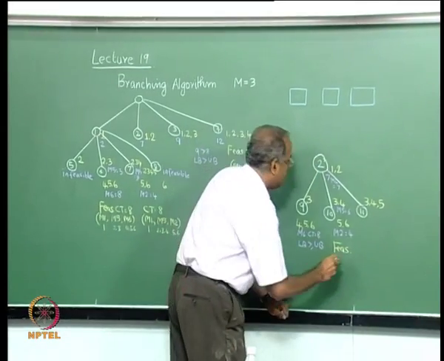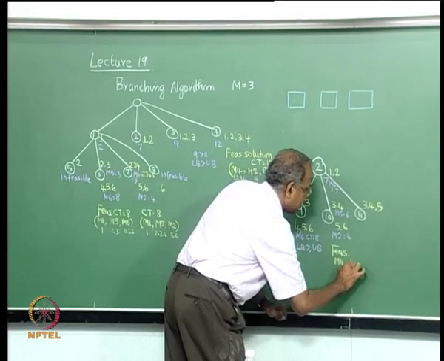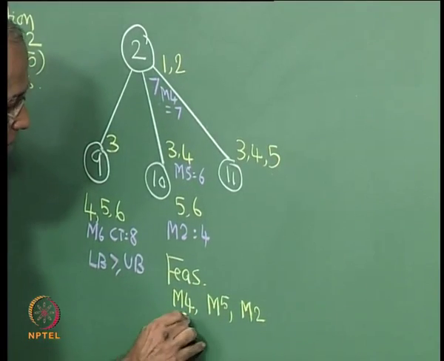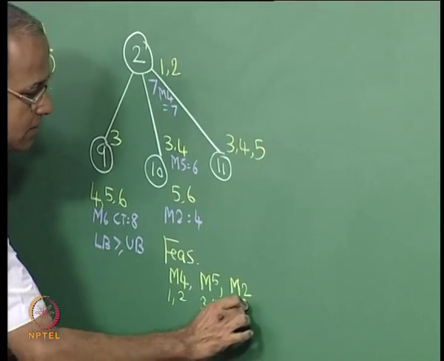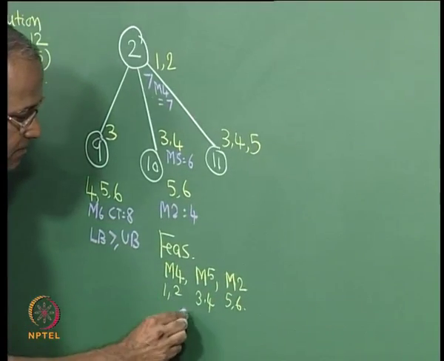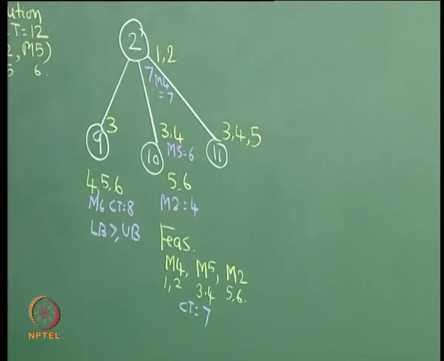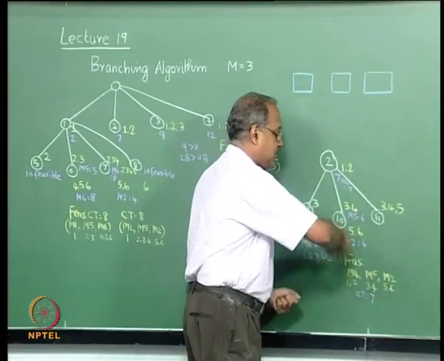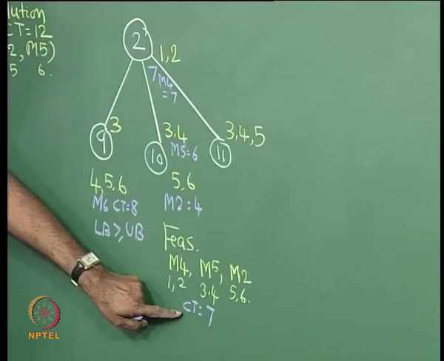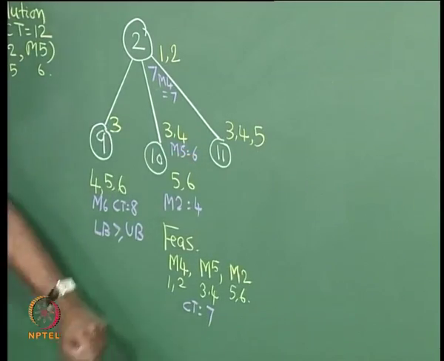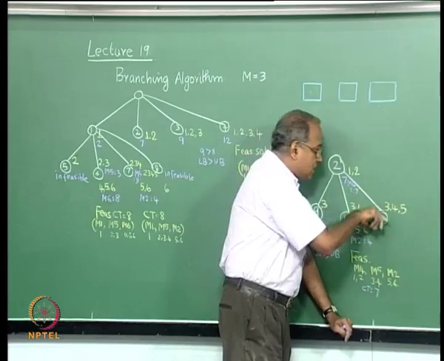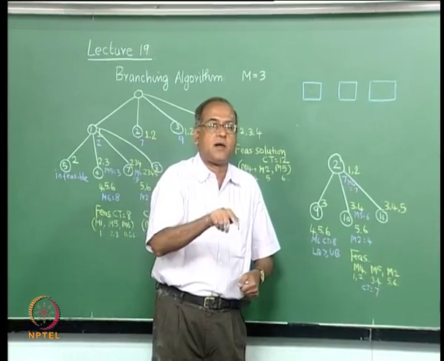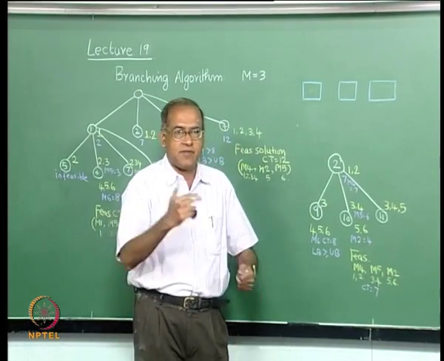Another feasible solution with M4, M5 and M2, which will do operations 1, 2, 3, 4, 5, 6 with cycle time equal to 7. Now cycle time equal to 7 is smaller than cycle time equal to 8, so the solution gets updated. Now the moment the solution gets updated, I do not have to do this because this already has a cycle time of 7. So even if I proceed here and if I find a feasible solution, its cycle time cannot be less than 7, it can only be 7 or more.